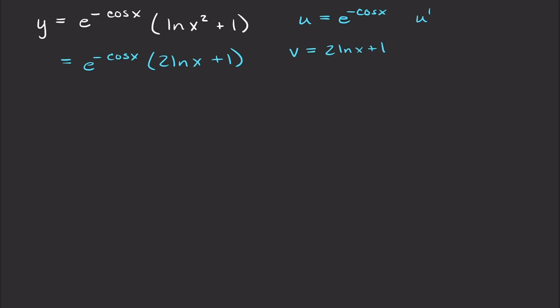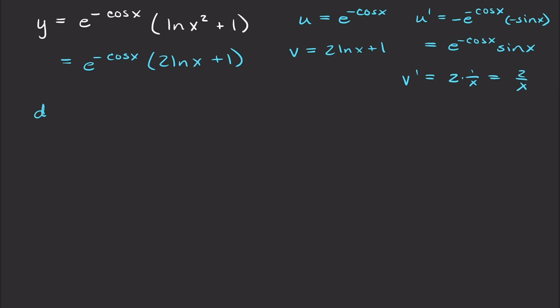So for our u prime, we have e to the minus cosine x. This is just going to be minus e to the minus cosine x times the derivative of cosine x, which is minus sin x. Or our minus signs are going to cancel, and we'll get e to the minus cosine x times sin x. So if you need to do that separately somewhere else, you can, and see that it equals this. You can just do a simple u substitution and use your chain rule. And then v prime is just going to be 2 times 1 over x, or 2 over x.